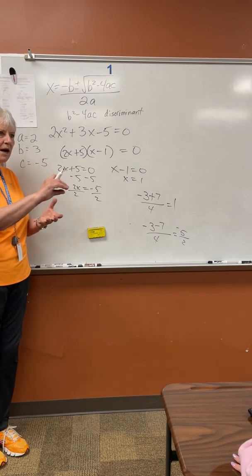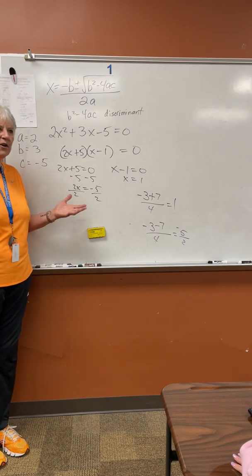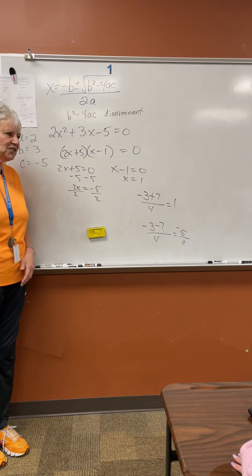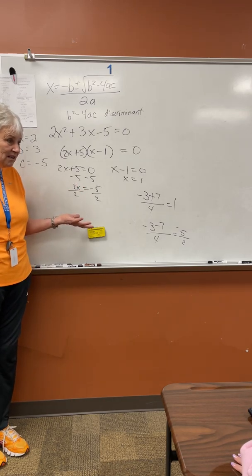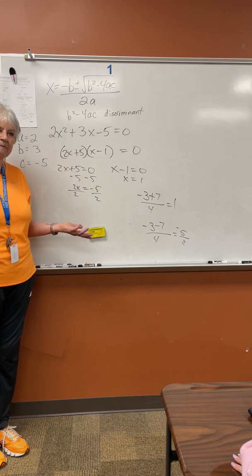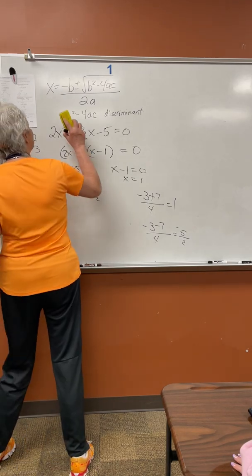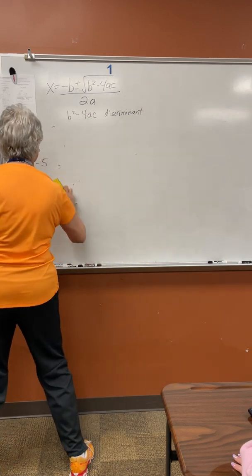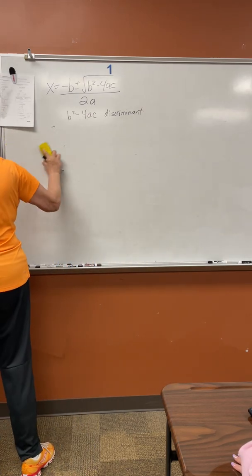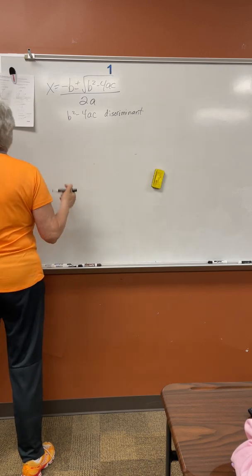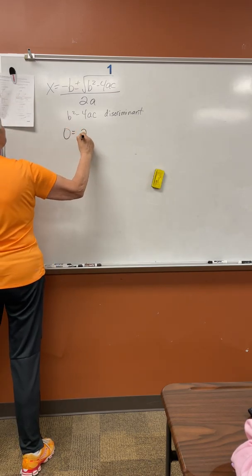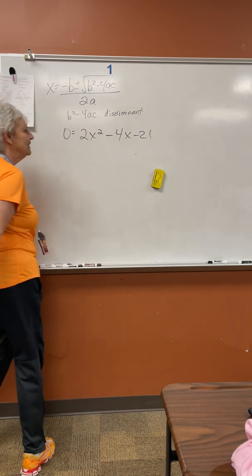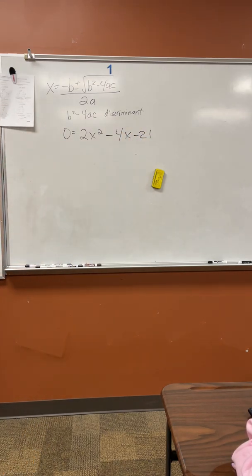You know where you used to write prime? Well, you don't quit now. You have the quadratic formula. You're going to find the answer. It's going to be some crazy radical number, but you're going to find it. All right, let's do one you can't factor: 2x squared minus 4x minus 21. This one can't be factored.